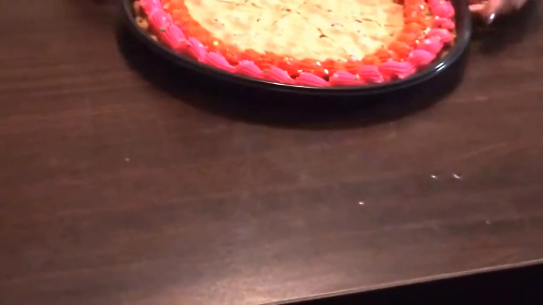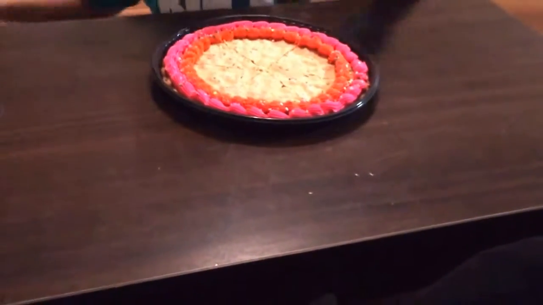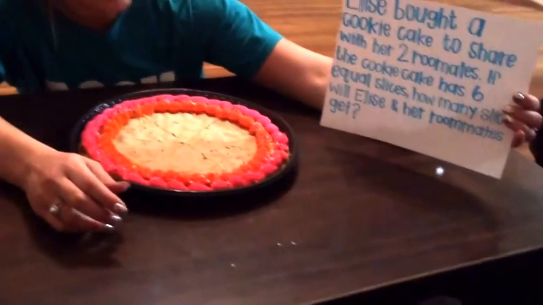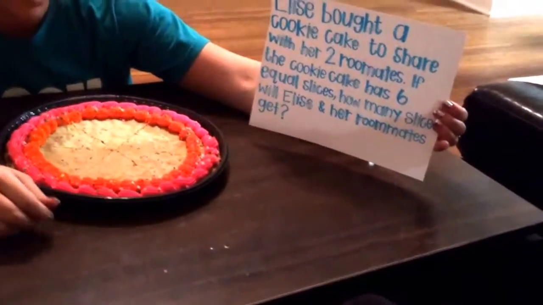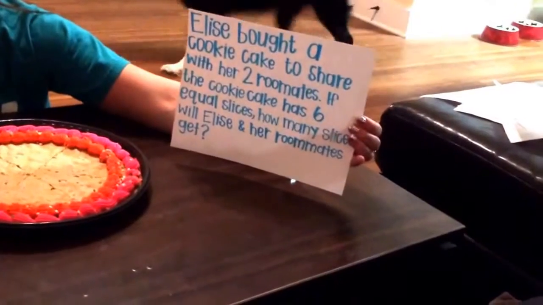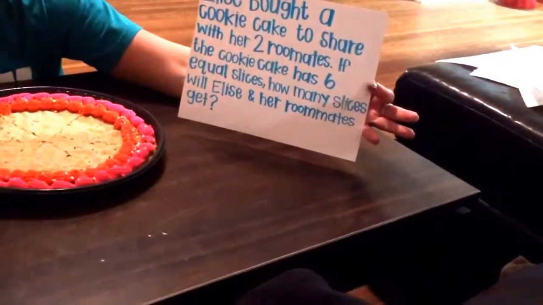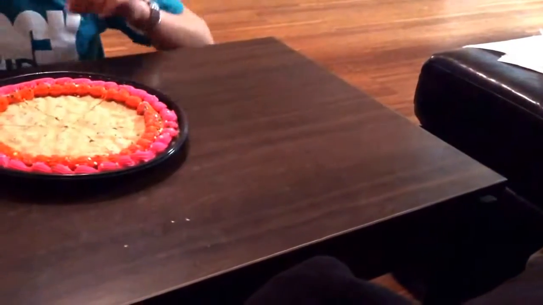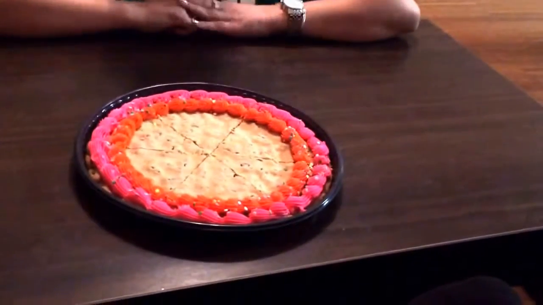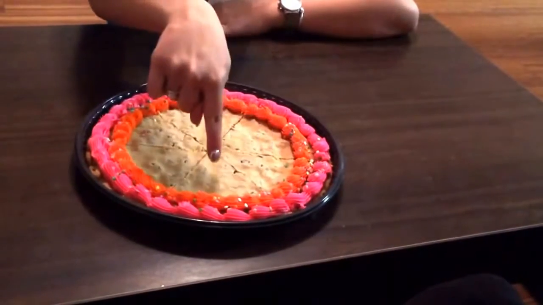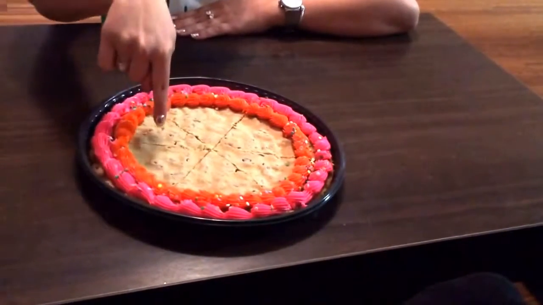So to help us learn about fractions, I thought I would bring a cookie cake. So, here is our word problem. Elise bought a cookie cake to share with her 2 roommates. If the cookie cake has 6 equal slices, how many slices will Elise and her roommates get? So looking at the cookie cake, we have 6 equal slices. 1, 2, 3, 4, 5, and 6.